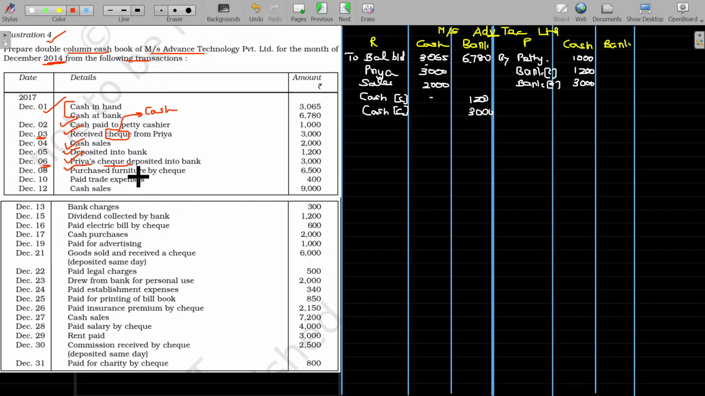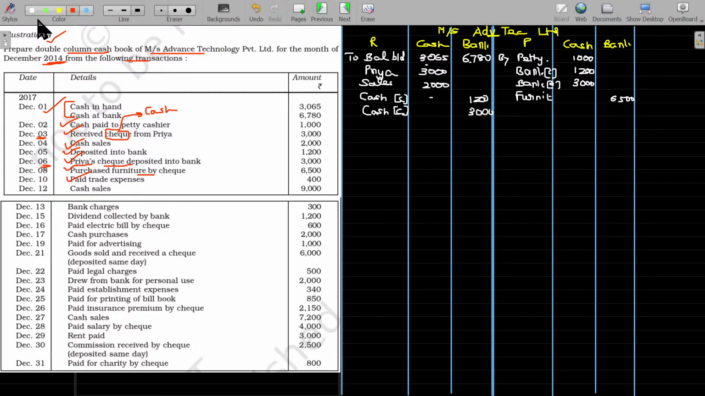On 8th December, purchased furniture by check. So on the payment side, furniture will be posted, payment for furniture, that too by way of check. So I have to post that value on the payment side, 6,500 in the bank column.